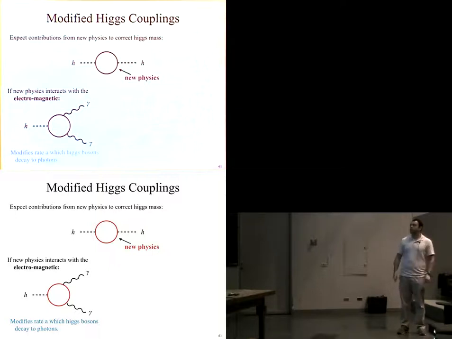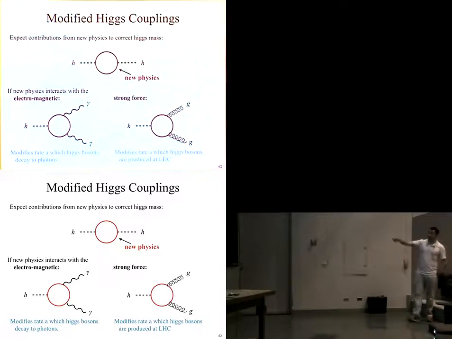And so if we have a diagram that looks like this, and whatever this new particle is, if it experiences the electromagnetic force, you could also draw a diagram that looks like this. So we're connecting to the Higgs, and if it's charged, there's a coupling to photons that you can draw like this. And this would modify the rate at which the Higgs boson would decay to photons. Remember we talked about how the theory predicts how often the Higgs decays in different ways, and you get that by adding up contributions from different diagrams. If this new physics is charged, you would modify that by a diagram that looks like that.